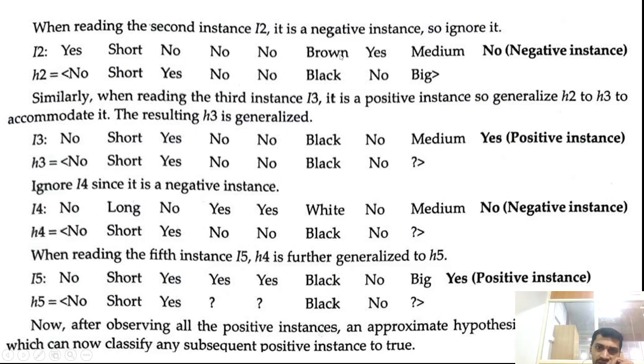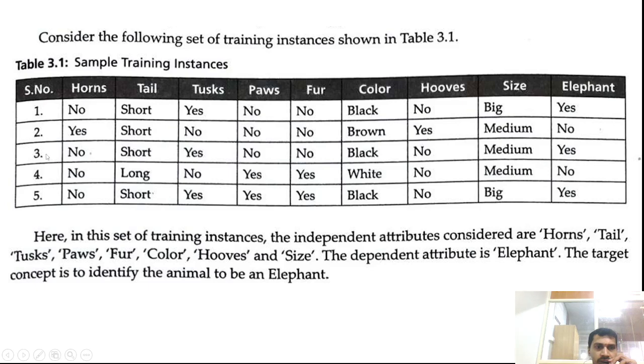So I am not at all considering this instance. I will keep the hypothesis as it remains, which is what I stated with the first one. In the next iteration, again it is no short, yes, no black, no medium, yes.